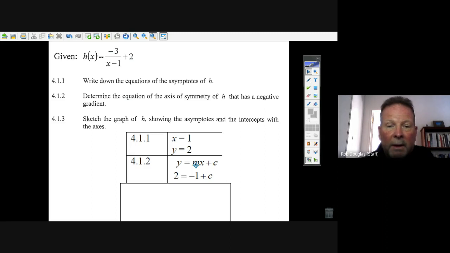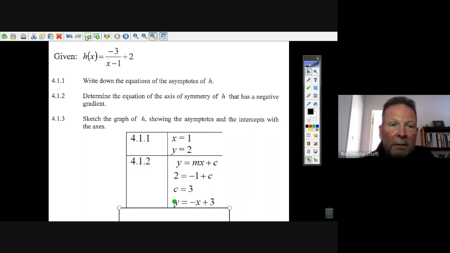And all you have to do is put in, so m is minus 1, but x is 1. You just substitute x is 1 in there. And minus 1 times 1 is minus 1. And y equals 2. Instead of y, you put in 2, then you add 1, you get c equals 3. So the equation of the axis of symmetry is y equals minus x plus 3. Okay, so that's that.